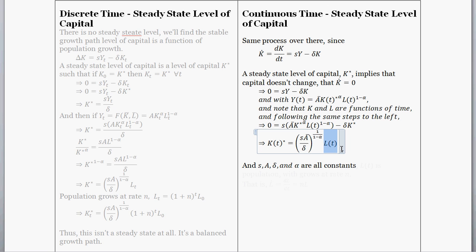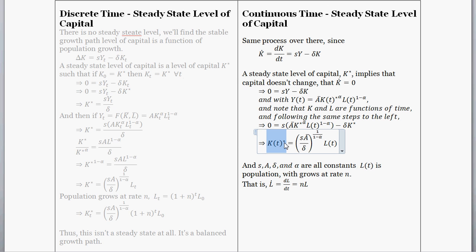However, all of these things are constant, which means if the steady state level of capital were a function of just these things, as it is in the simple model, the steady state level of capital would be a constant. But it's also a function of the labor supply, so the quantity of labor. And that's something that changes through time. Since labor grows at rate n, we know that this capital stock is going to grow at rate n.